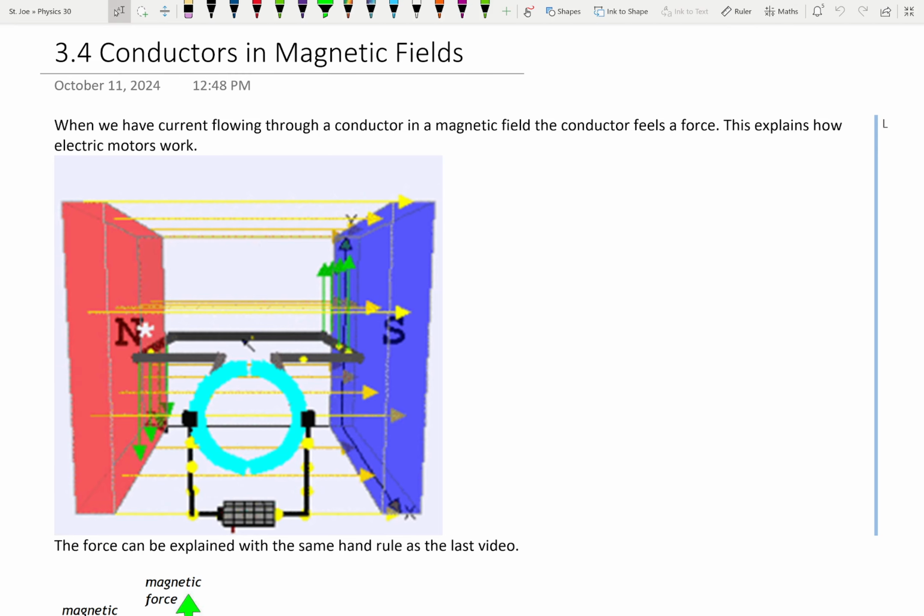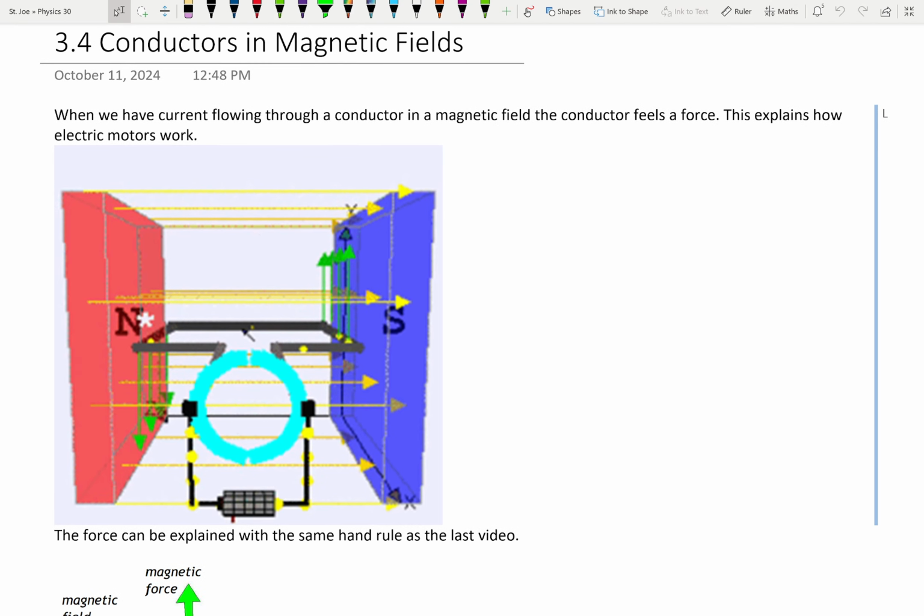When we have current flowing through a conductor in a magnetic field, the current feels a force. That's because when you flow current through a conductor, the conductor creates its own magnetic field. And when it creates this magnetic field, that field interacts with any other fields that are around. So it interacts with the field that it's in.